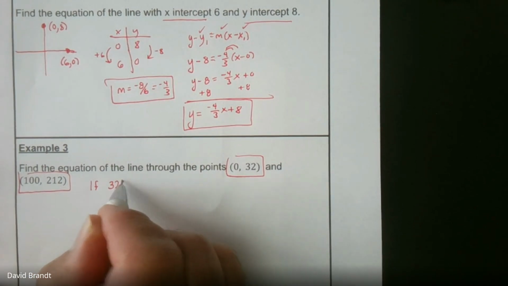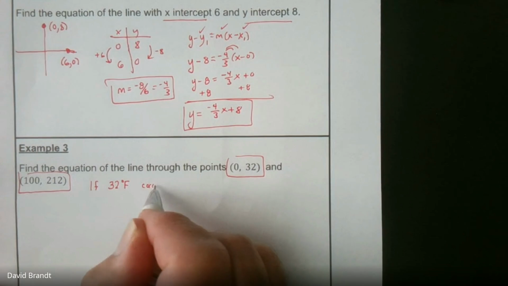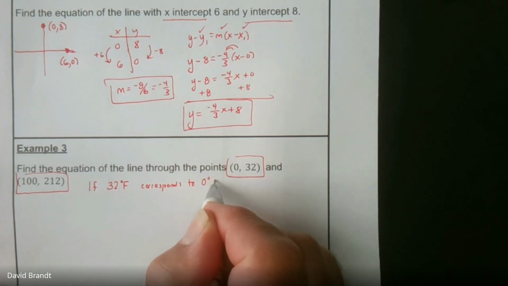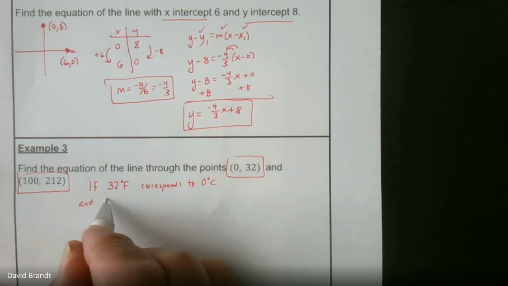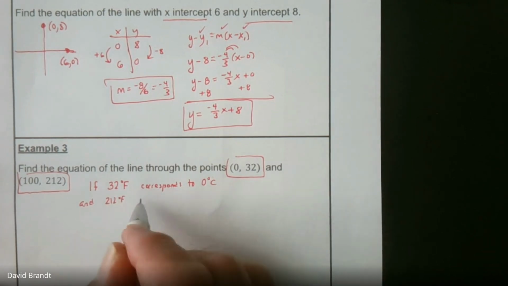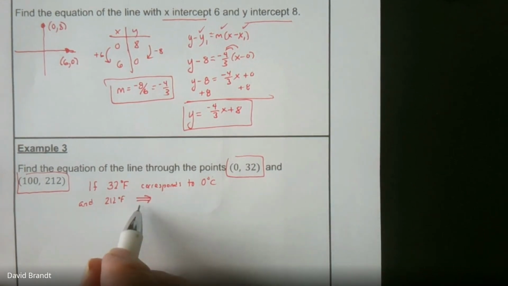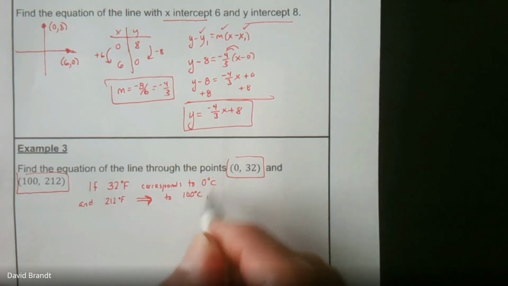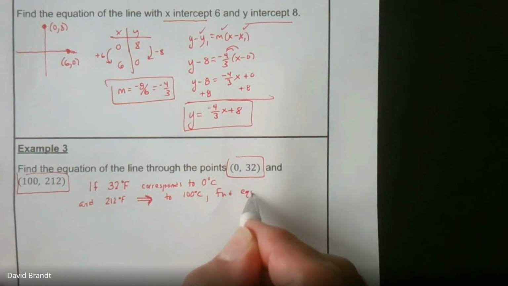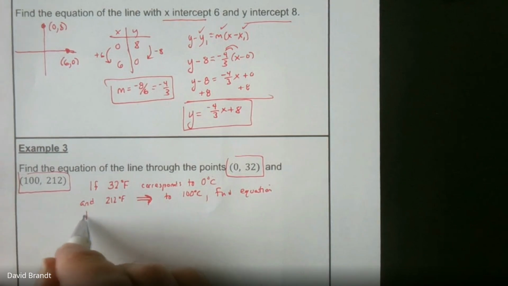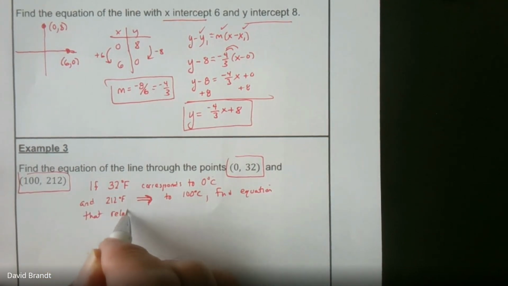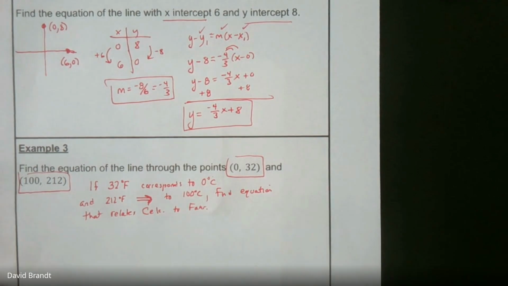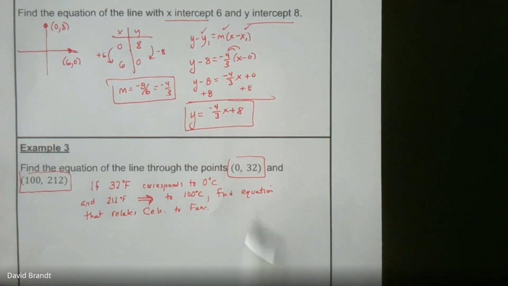I could have written this problem as: 32 degrees Fahrenheit corresponds to 0 degrees Celsius, and 212 degrees Fahrenheit corresponds, I'm going to save time, that symbol means corresponds, to 100 degrees Celsius. Find the equation that relates Celsius to Fahrenheit. That's what this question really is. It's just hidden. It's an application problem.